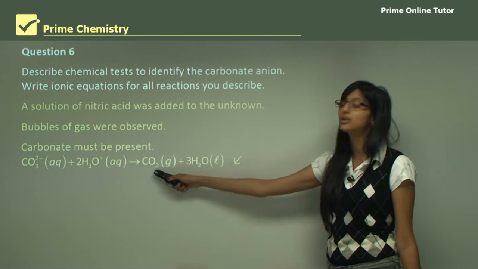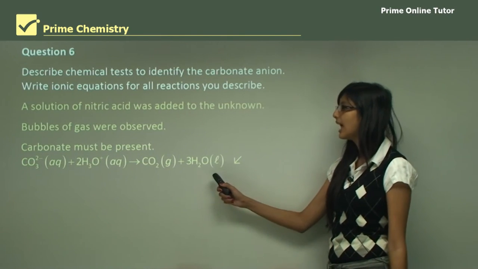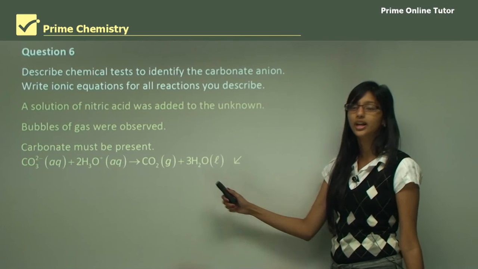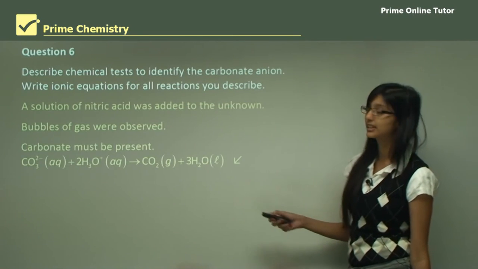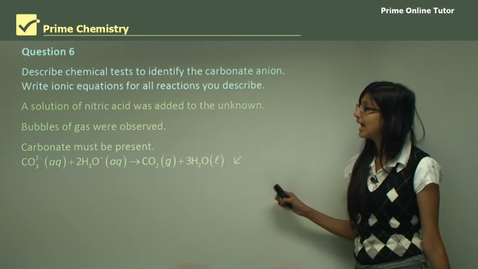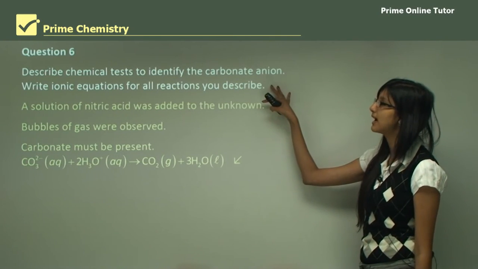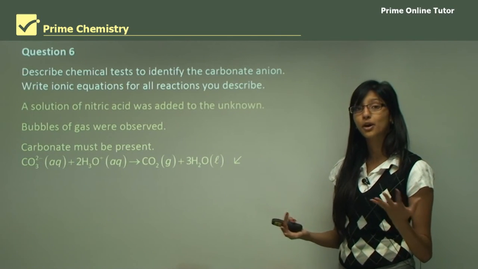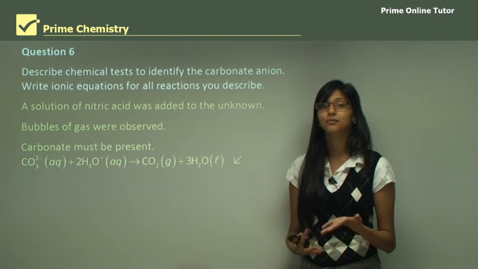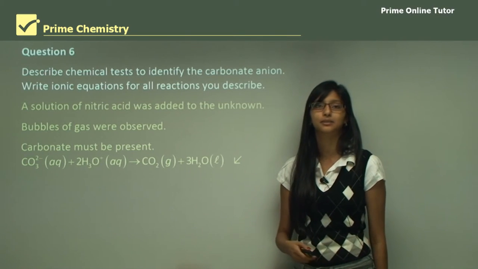So you can see bubbles of carbon dioxide gas in your solution, and it also produces water as one of its products. So this brings us to the end of question 6. And in question 6, you can see that to identify the carbonate anion, you can add nitric acid, and if bubbles of carbon dioxide are formed, it indicates that carbonate ions are present.